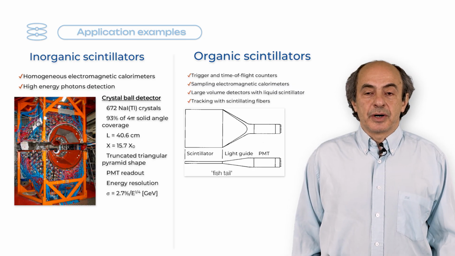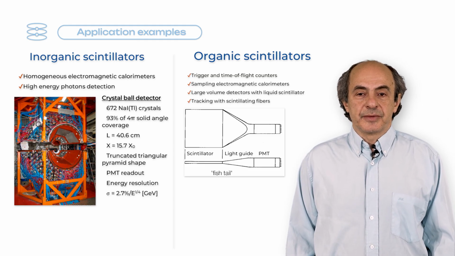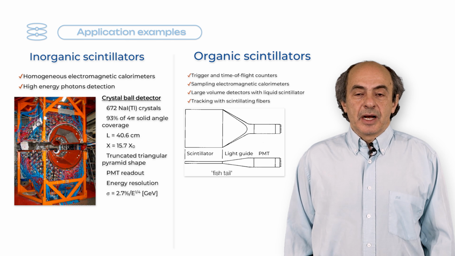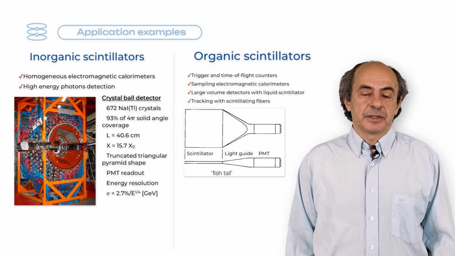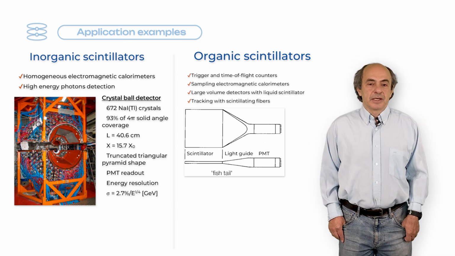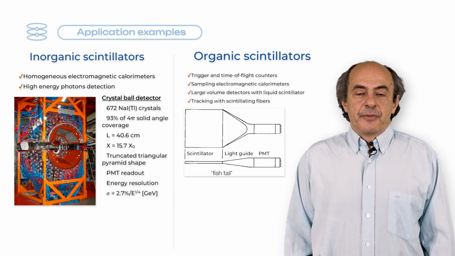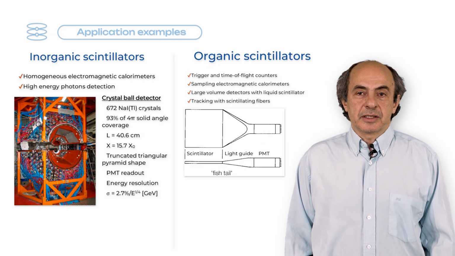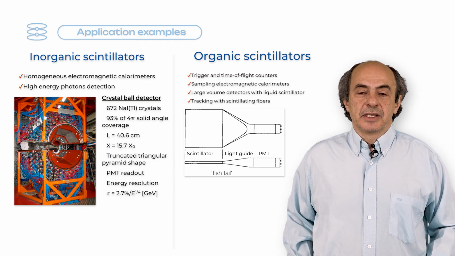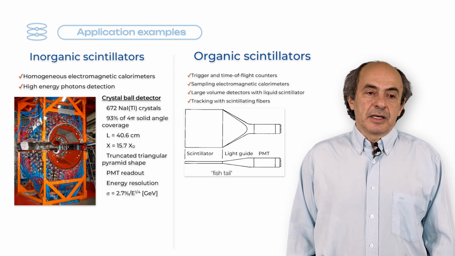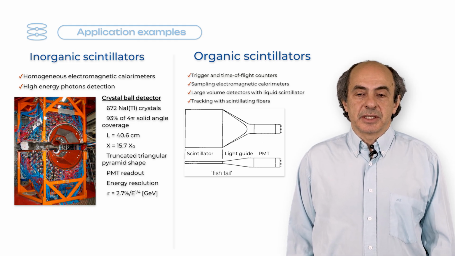Another usage is for organic scintillators. First of all, these are various trigger and time-of-flight counters. We can't do an electromagnetic calorimeter just with organic scintillator because it will be very large due to long radiation lengths. But we can do a sampling electromagnetic calorimeter. We can do a large volume detector filling nearly any size vessel with liquid scintillator. And there is one more exotic usage. We can do tracking using scintillating fibers.